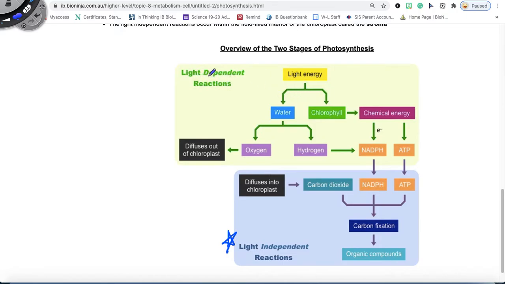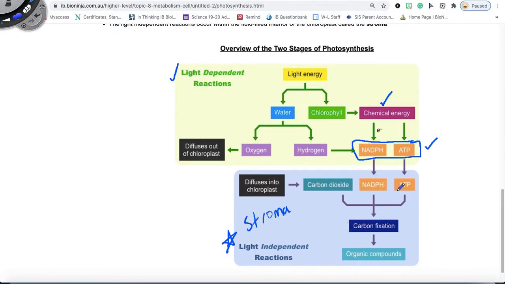But keep in mind that the light-dependent reactions have already done their job, right? They took that light energy from the sun and converted it into chemical energy. We know that the chemical energy is being carried in these two molecules, NADPH and ATP. So now these two molecules carrying the chemical energy are going to go into the stroma of the chloroplast, and they're going to be involved in the light-independent reactions.